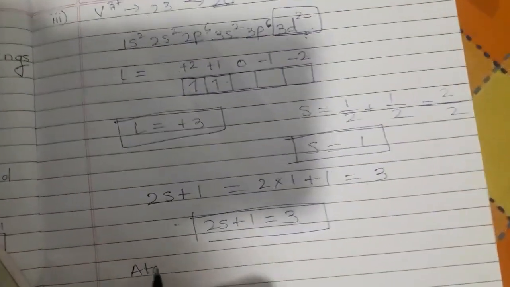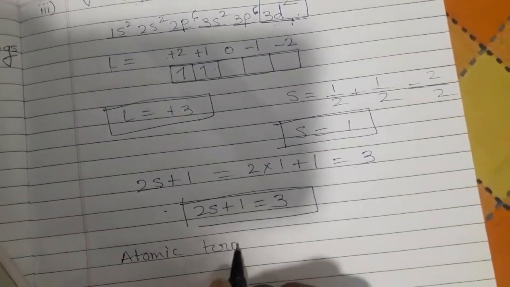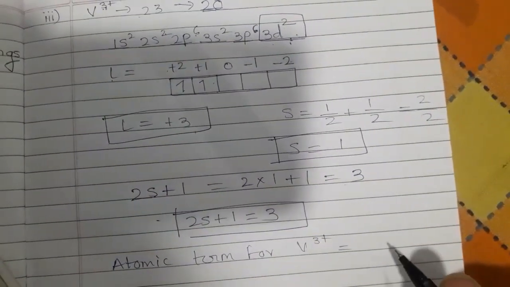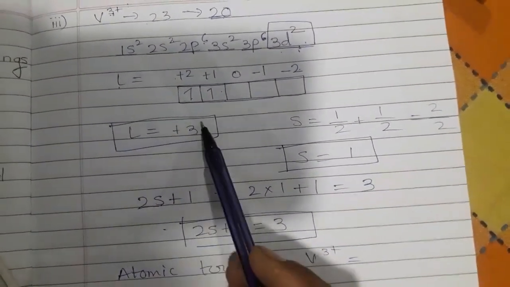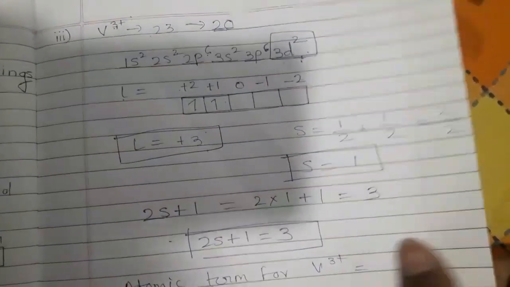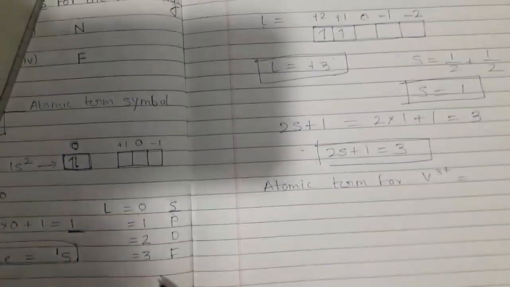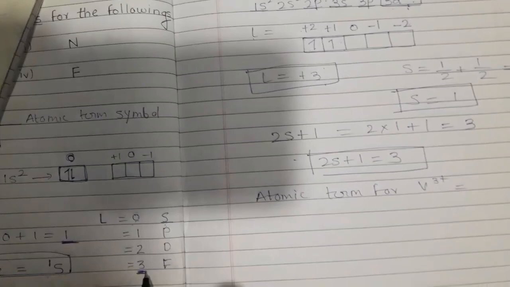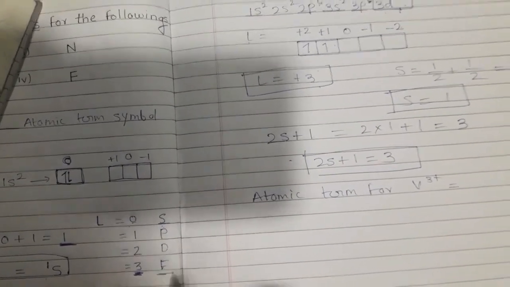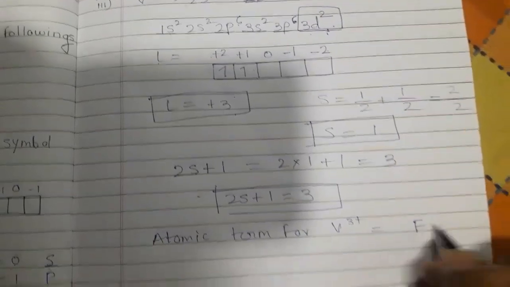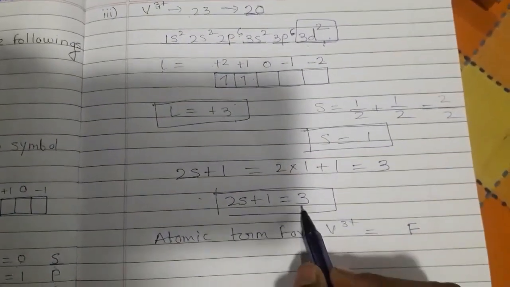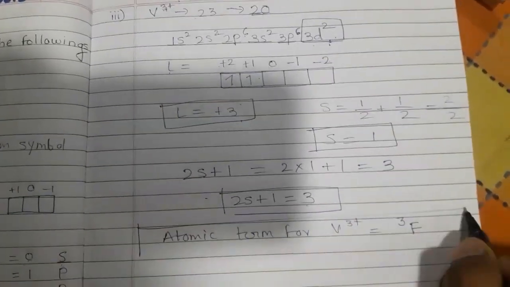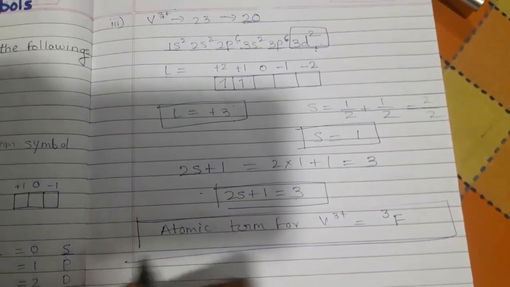So the atomic term for vanadium 3 plus: we have a value of L as 3. As I said, if you have an L value of 3, then you will get the term F. So here we have term F, and the spin multiplicity is 3, so we simply write 3 here. All right, so this is the atomic term for vanadium 3 plus.